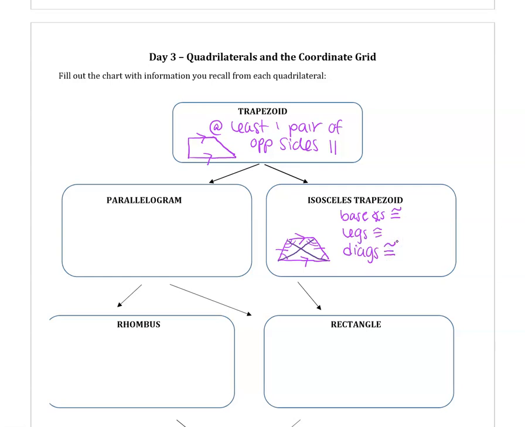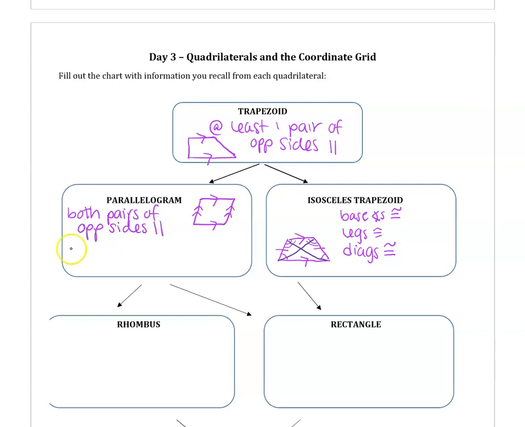Okay, now at least one pair of opposite sides parallel. What if we had both pairs of opposite sides parallel? That would be a parallelogram. So I'll just draw it like this. Both pairs of opposite sides parallel. And then I'll write that off to the side. Oops, I should say both pairs. Okay, and that's really the definition of a parallelogram.